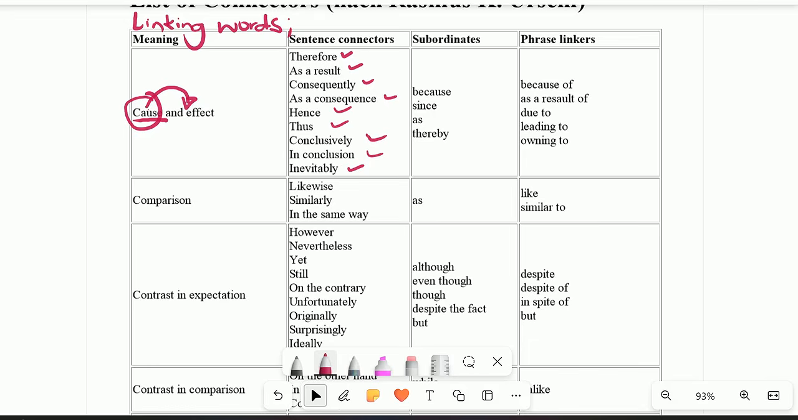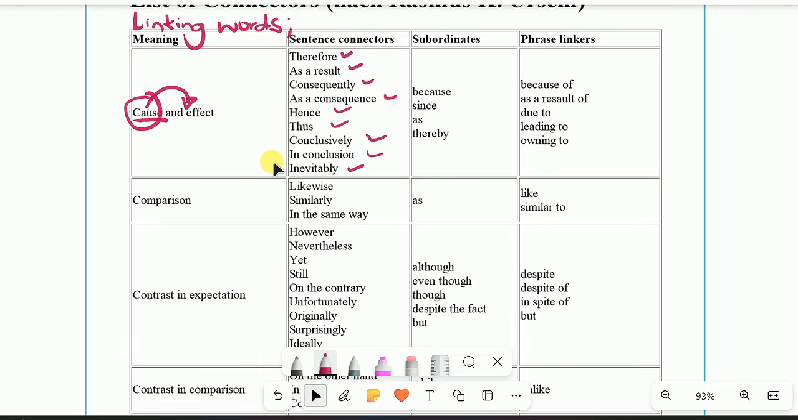So the linking words help the sentence to be not only grammatically correct but also clear. And those are not the only examples. We have so many of them here, but what is important is that you know there are linking words that show cause and effect. So in your writing, if you have a cause and an effect, you can use a logical connector.